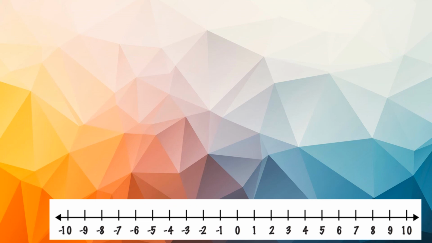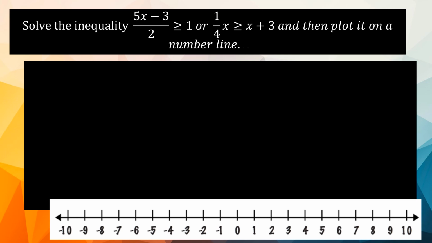Now let's have our last example. Solve the inequality 5x minus 3 over 2 is greater than or equal to 1, or 1/4 x is greater than or equal to x plus 3. We don't need to separate them or anything, so we can just solve it.